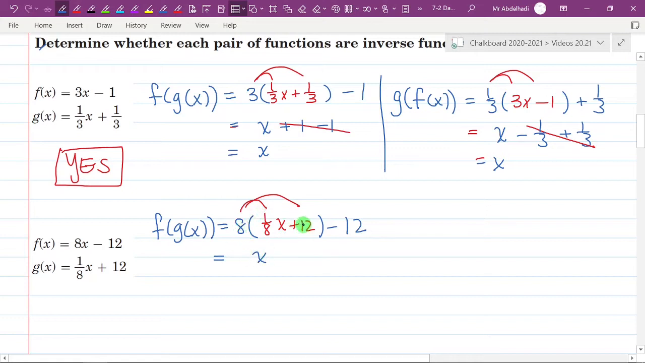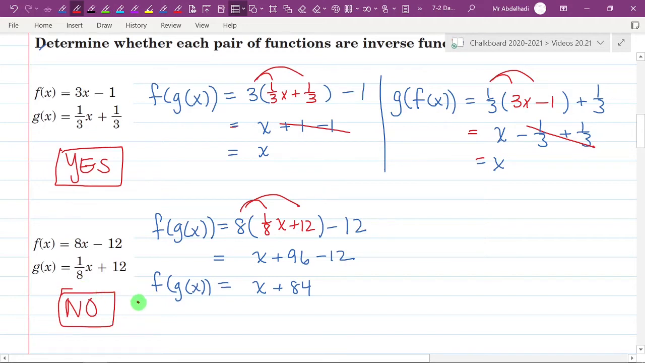And 8 times 12 is 96. Okay. And then you bring down the minus 12. Now, when you simplify this, 96 minus 12 is 84. So f of g of x equals x plus 84, not x. So this is a big fat no. Okay, a little deceptive.